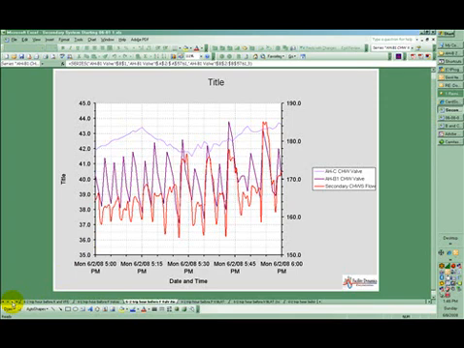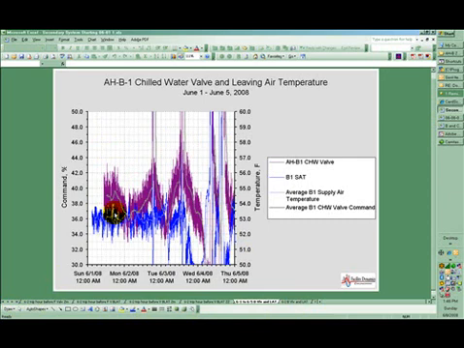This is a graph of the supply air temperature on air handling unit B, the blue line, and the valve command, the purple line, as well as the average, which are the fuzzy lines in the middle of those. And what you can see is for the whole week, the B valve, except when we tripped, was pretty much floating around 39-40%.